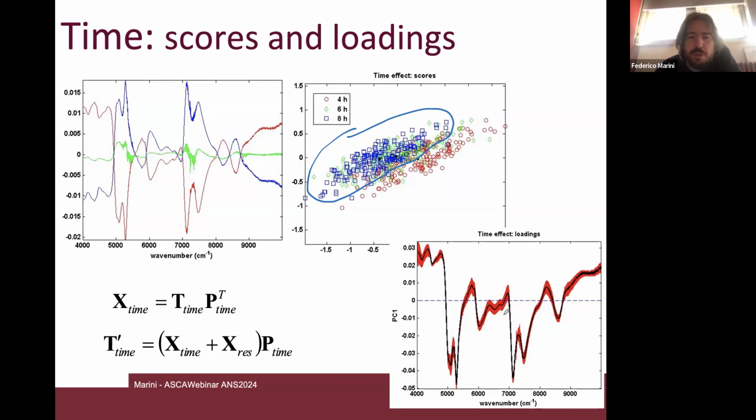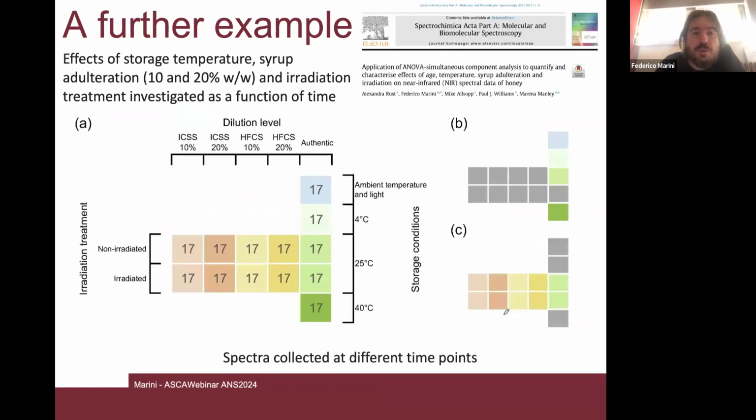And the interpretation is exactly similar with respect to what we saw. I will just skip this example and go to this other example.